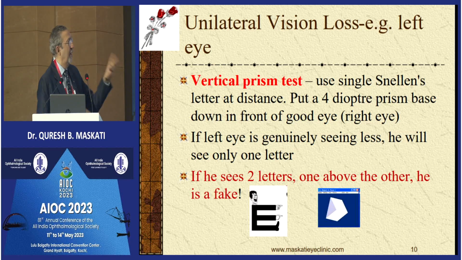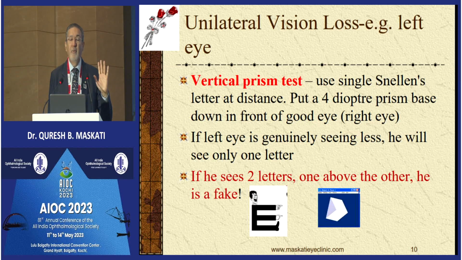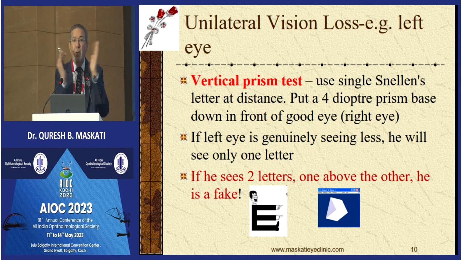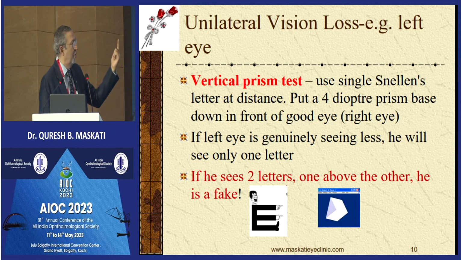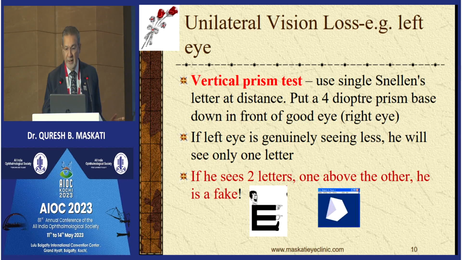If the left eye is genuinely seeing less, he will see only one letter because the two eyes are now split in the brain. If the left eye is seeing less, he will see only one letter. If he sees two letters, one above the other, then he is faking it.